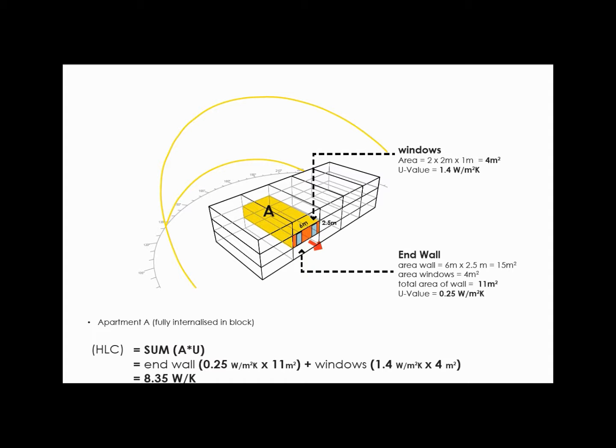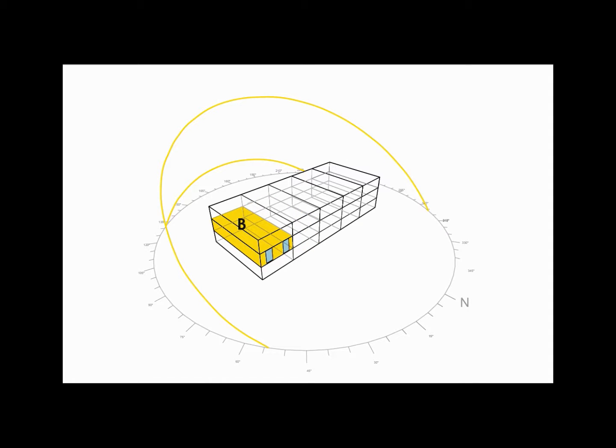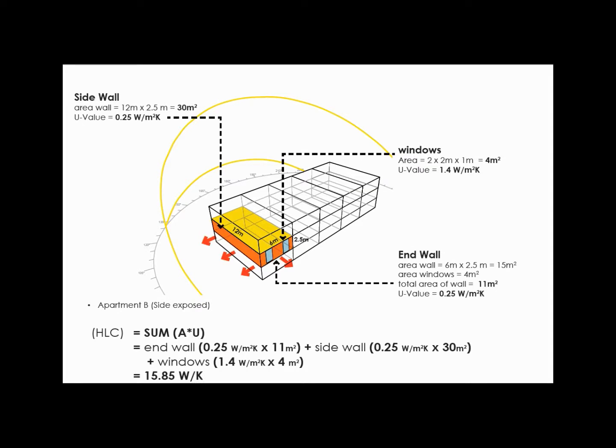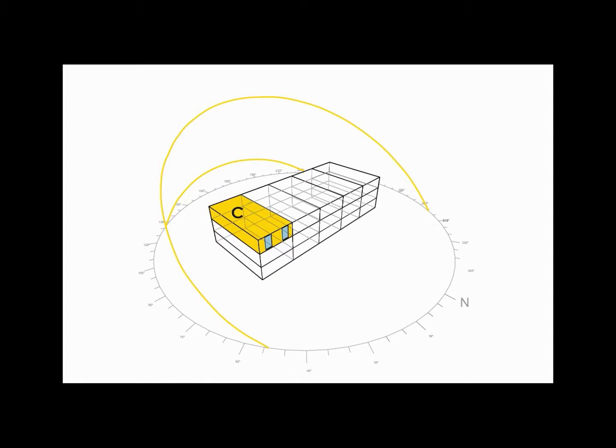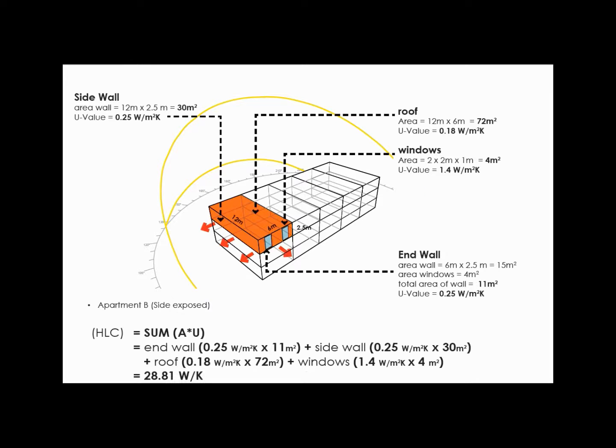So again, apartment A is very good at not losing heat because there's very little wall facing outside. It has a very low heat loss coefficient. Apartment B, which has an additional side wall, if we do the same calculation multiplying the area by the U value of the elements that face outside, we can see that it is a higher heat loss coefficient. That means it's better at losing heat, as in it will get colder in winter. And then finally apartment C, that's the one with a roof on top. That has a much higher heat loss coefficient because, again, if we multiply the area of each surface by the U value of those surfaces, we end up with a much higher number.